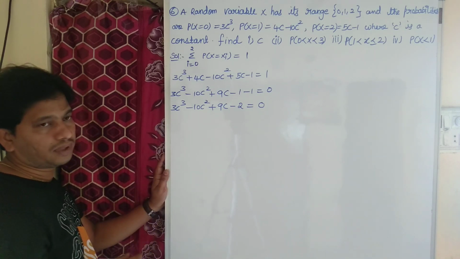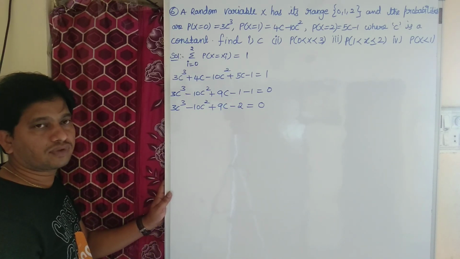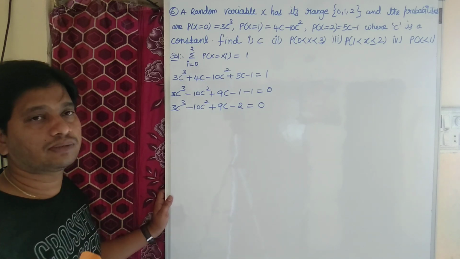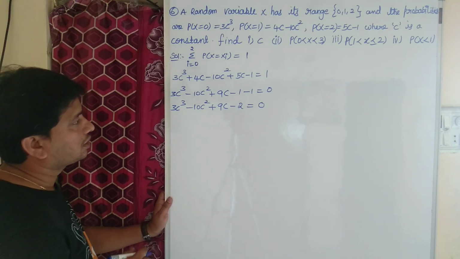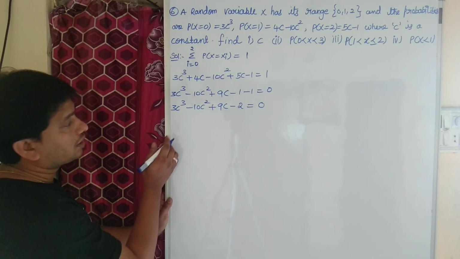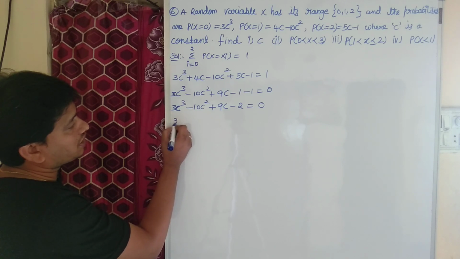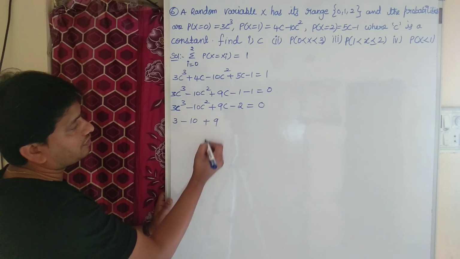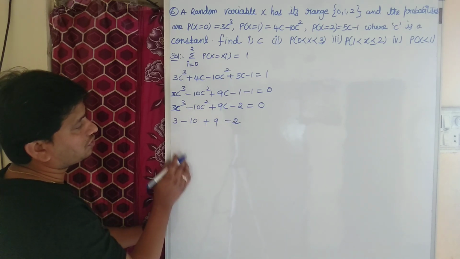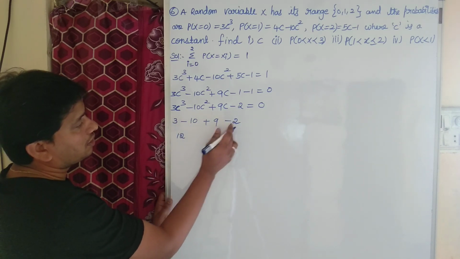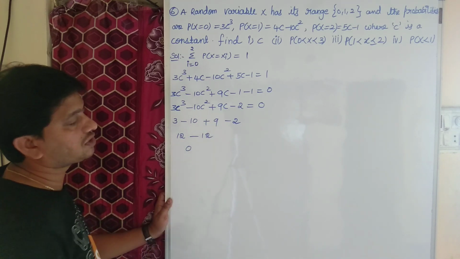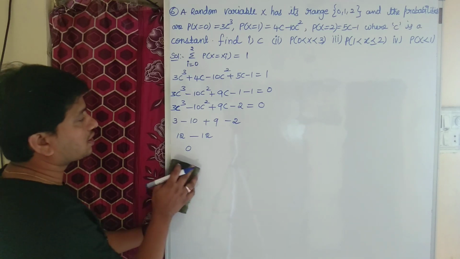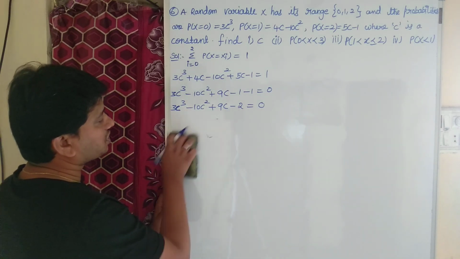So this is a cubic polynomial. We need to find the roots of the cubic polynomial. We can find them using the synthetic division method. See here, the c cube coefficient is 3, the c square coefficient is minus 10, the c coefficient is 9, and the constant is minus 2. 3 plus 9 is 12, minus 10 minus 2 is minus 12. 12 minus 12 is how much? 0. I mean, the sum of the coefficients is 0.